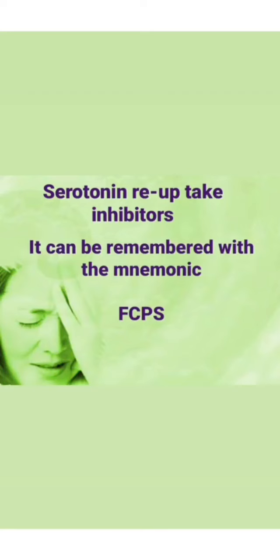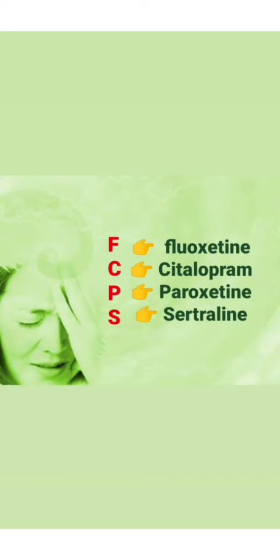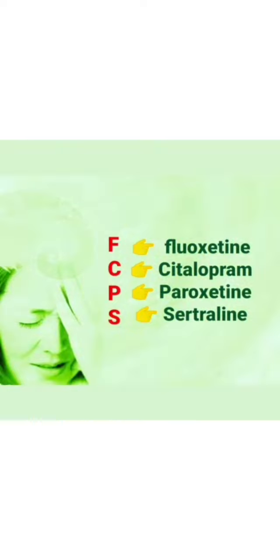The next one, which is serotonin reuptake inhibitors, can be remembered with the mnemonic FCPS. The first drug in this class is fluoxetine, citalopram, paroxetine, sertraline.